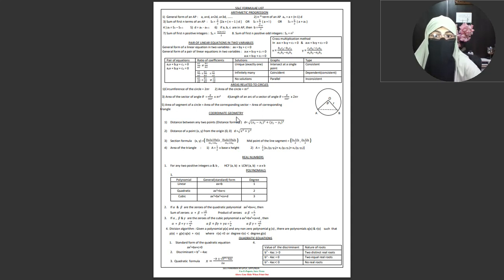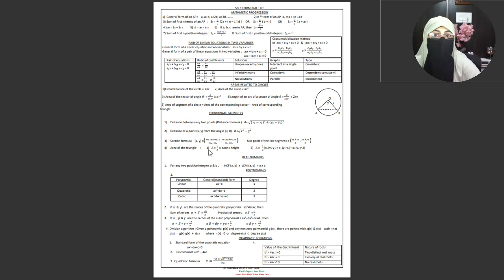Now coming on to coordinate geometry. In coordinate geometry, the distance between two points is very important. So the distance formula, then the distance of a point from the origin, very important. Then the section formula, very important: mx2 plus m2x1 over m1 plus m2. You need to remember that.